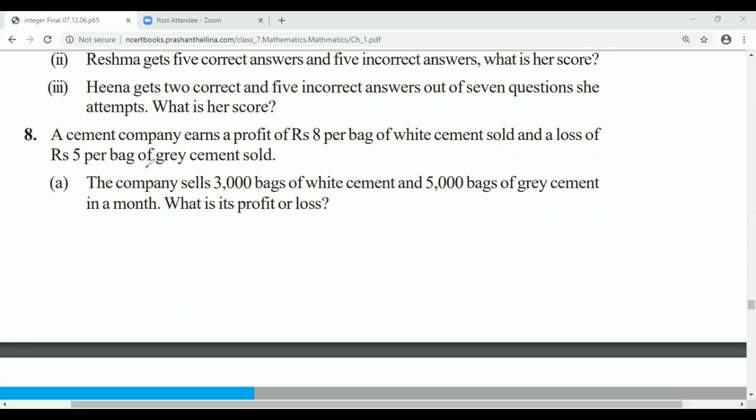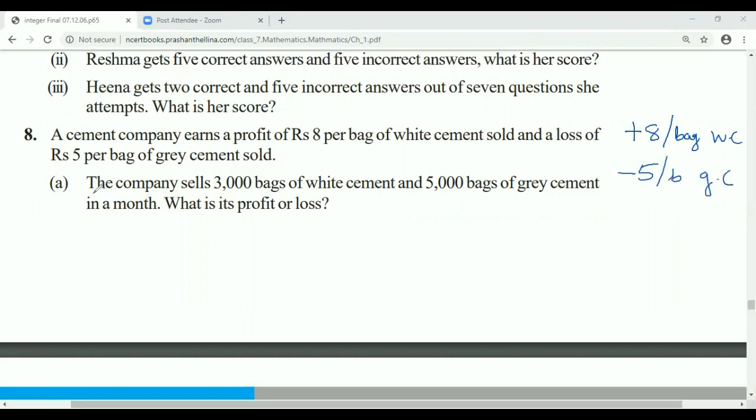Now listen to question number 8. A cement company earns a profit of rupees 8 per bag of white cement sold and a loss of rupees 5 per bag of grey cement sold. So the cement company earns a profit, that means positive 8 rupees per bag for white cement. And a loss of rupees 5 per bag of grey cement sold, so negative 5 per bag for grey cement.